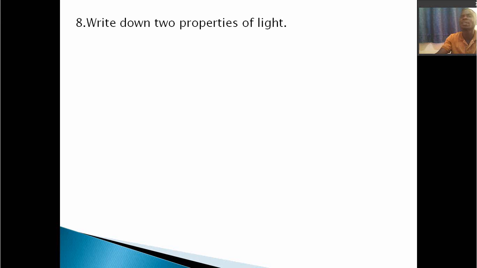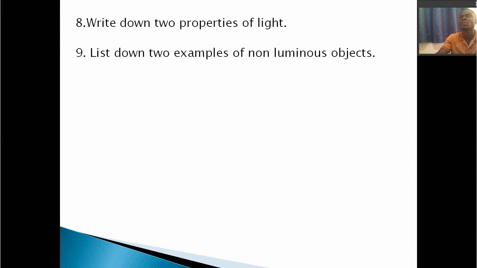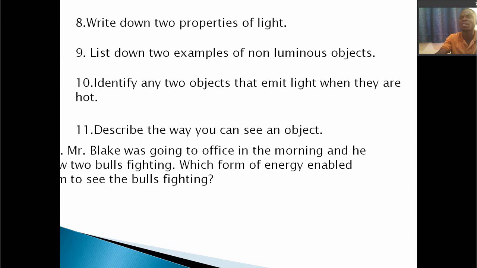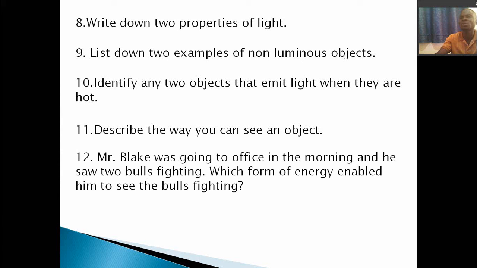Then question number 8, write down 2 properties of light. Question number 9, list down 2 examples of non-luminous objects. Question number 10, identify any 2 objects that emit light when they are hot. Question number 11, describe the way you can see an object. And lastly, question number 12, Mr. Blake was going to office in the morning and he saw 2 bulls fighting. Which form of energy enabled him to see the bulls fighting?